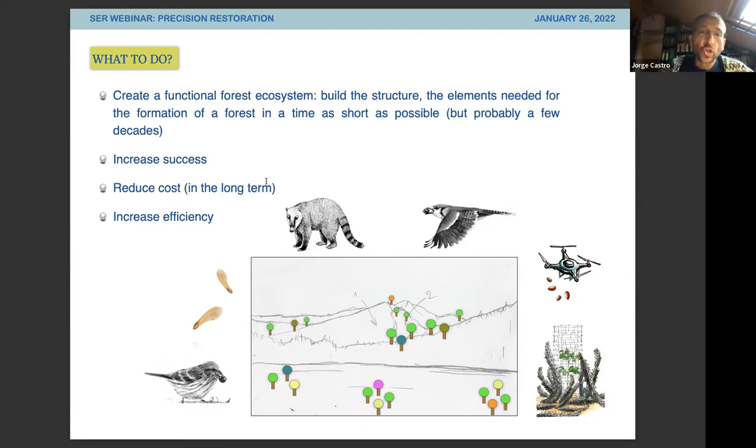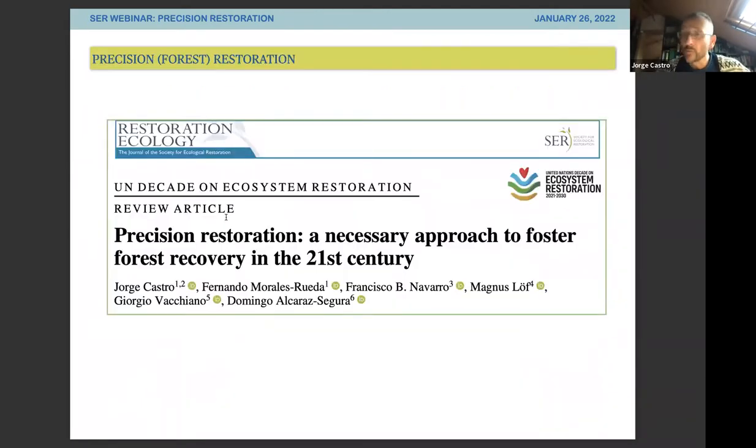Okay. And we should increase the success of the reforestation. And if we increase the success and reduce the cost, this is increased efficiency, because we usually do not pay attention to the efficiency of restoration works. This is said more and more now, but usually classical restoration or reforestation is just to do the work and forget it for the rest of your life. And if we are lucky, we will have a forest. If not, well, we will do it again some years later. And we should change this mindset. So in this context, we wrote this review paper.